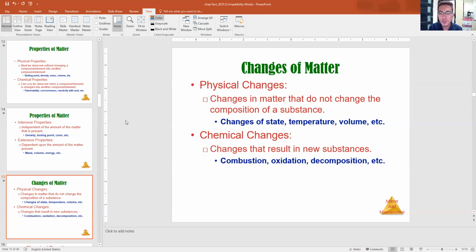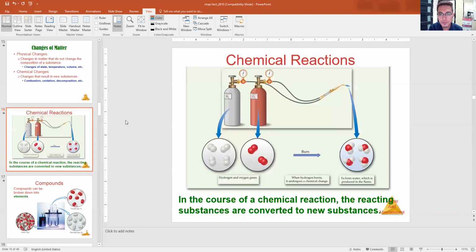That is one chemical change. So oxidation and decomposition are also examples of chemical changes. Chemical reaction: in the course of a chemical reaction, the reacting substances are converted to new substances. So for example, you have hydrogen gas and then oxygen gas. Once you burn or heat the oxygen and then hydrogen gas, mag-create siya og another molecule or another compound, gitawag nga water.